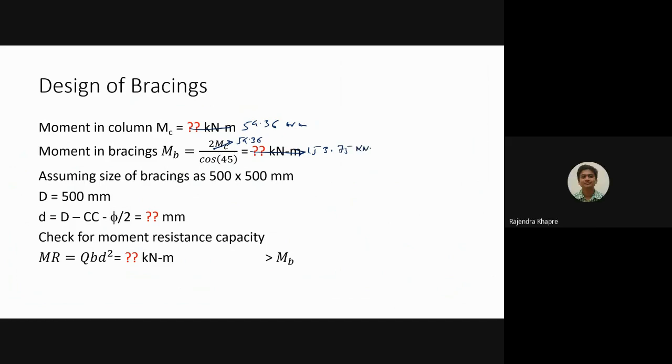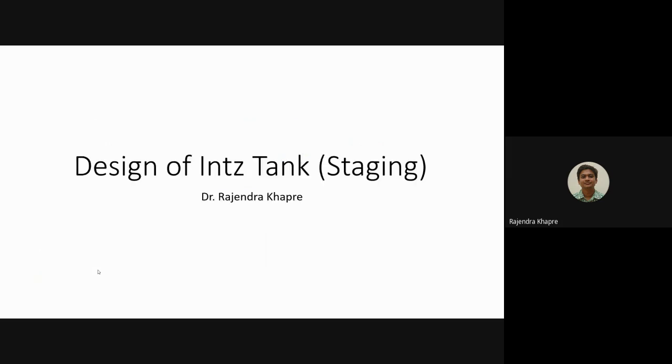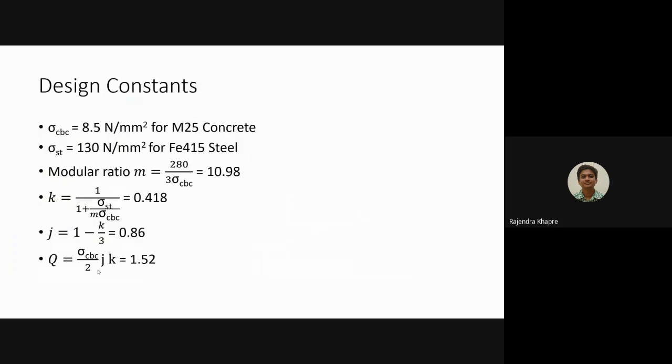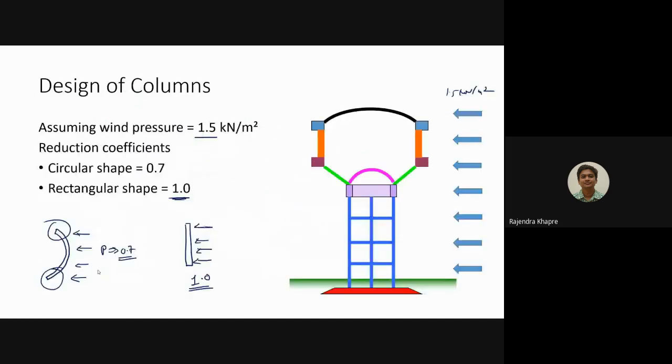This is kilonewton meter. Okay, so we are assuming the bracing size of 500 by 500 mm, and we can find out how much is the depth which is required. Okay, so your moment of resistance should be Q b d square. So this is 153.75 into 10 to the power 6. Okay, the value of Q, I think value of Q कितना लिया था? It is 1.527, right?